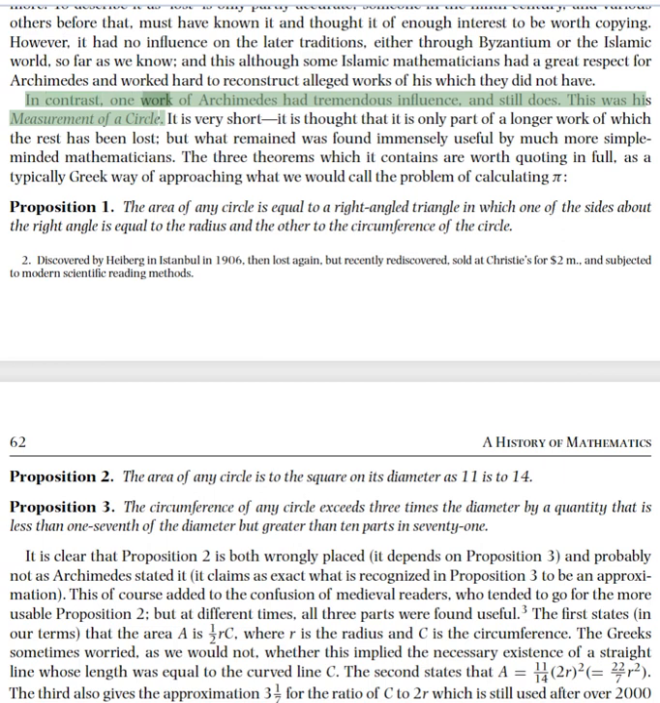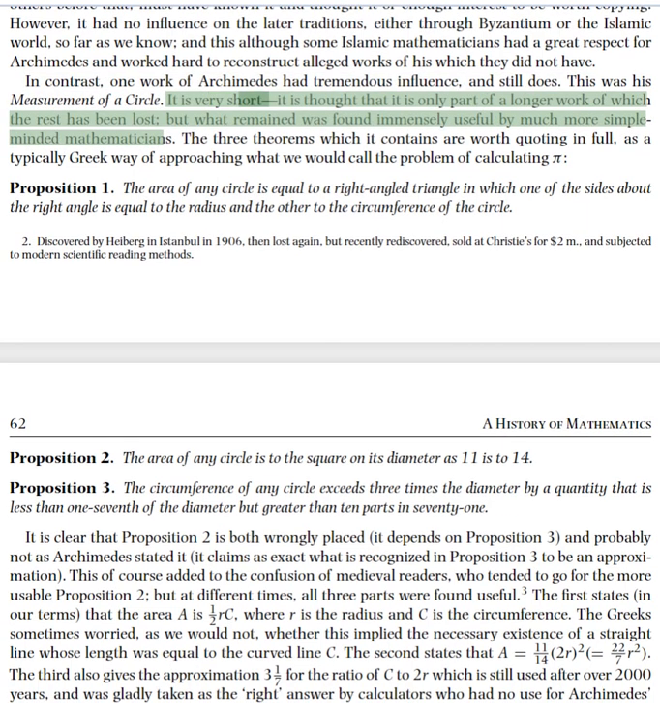In contrast, one work of Archimedes had tremendous influence, and still does. This was his measurement of a circle. It is very short. It is thought that it is only part of a longer work of which the rest has been lost, but what remained was found immensely useful by much more simple-minded mathematicians.